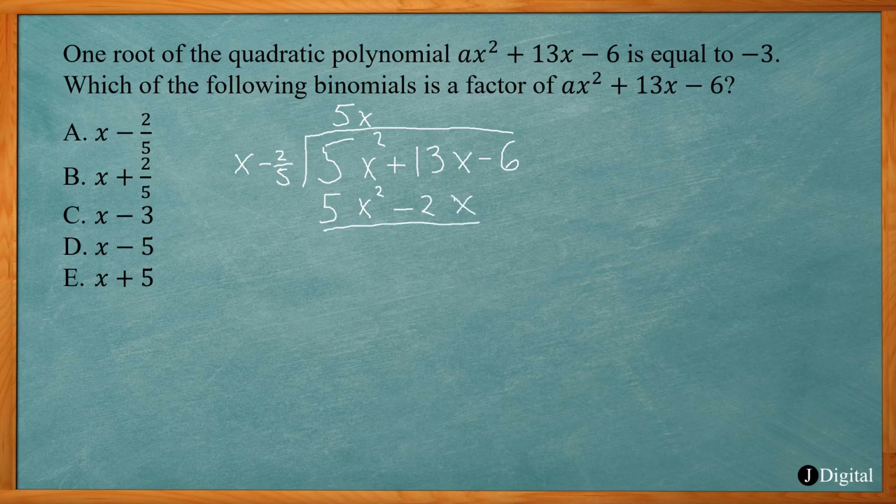Okay, and then we're going to subtract. 5x squared minus 5x squared is 0. 13x minus a negative 2x gives you a positive 15x. I'll bring down the negative 6. Then we're going to need 15. 15 times x gives you 15x. And 15 times the negative 2/5 gives you negative 6. We subtract those and we get a remainder of 0. Okay, so x minus 2/5 is a factor of 5x squared plus 13x minus 6.